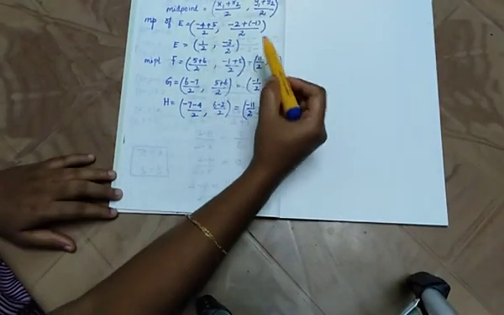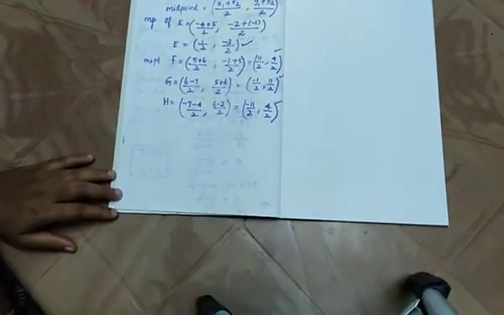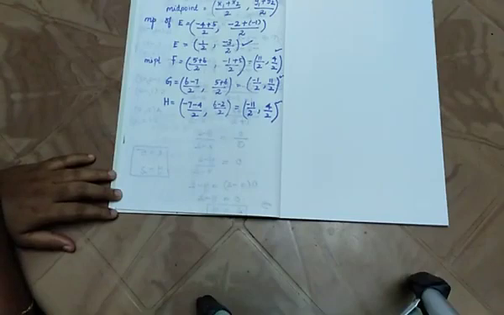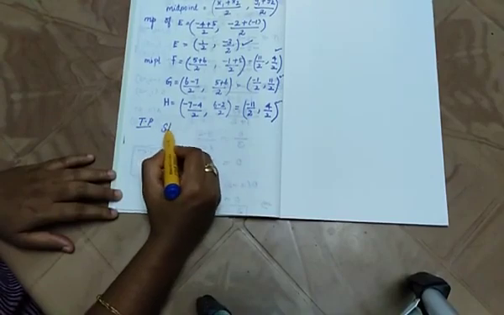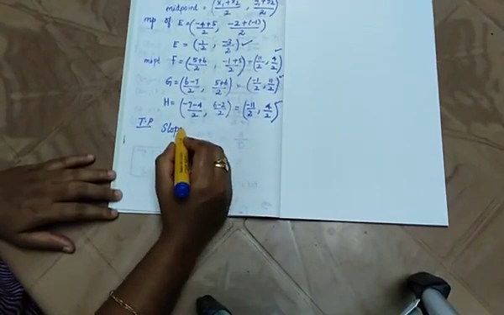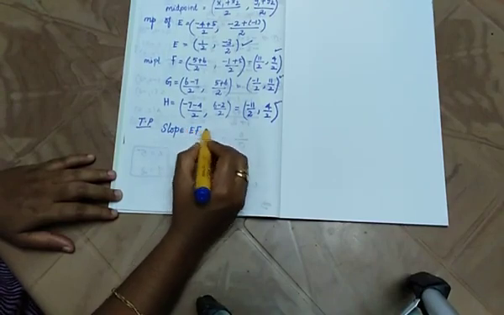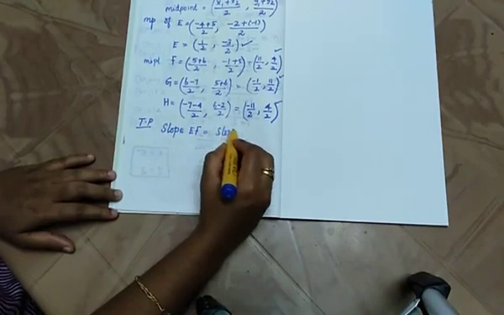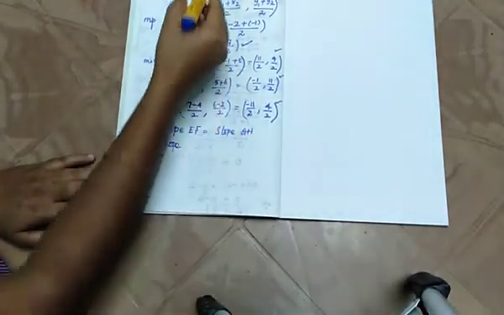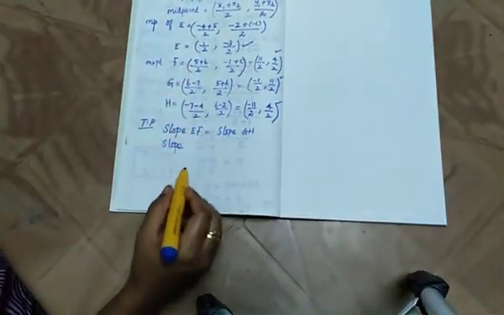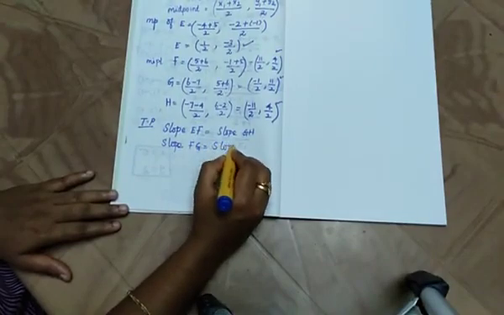So now we got the vertices values: E we know, F, G and H. To check whether it is a parallelogram or not, you have to prove that slope EF is equal to slope GH and slope FG is equal to slope EH.